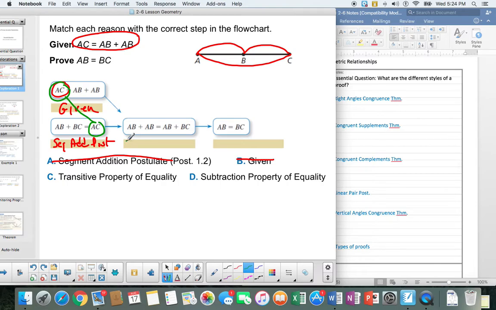So there's this connection, and I can say these are equal to each other. So I'm using the transitive property of equality. Now I have one more left, and I'm trying to get rid of adding AB on both sides, and that's going to be subtraction property of equality.